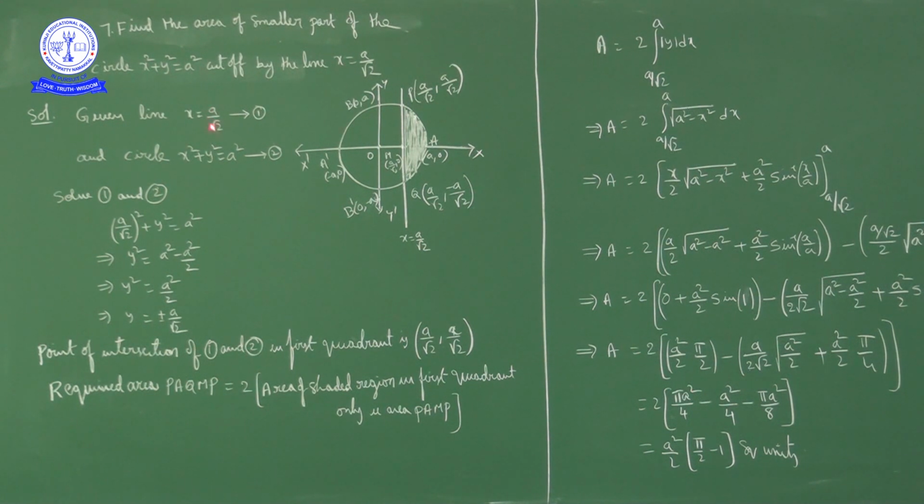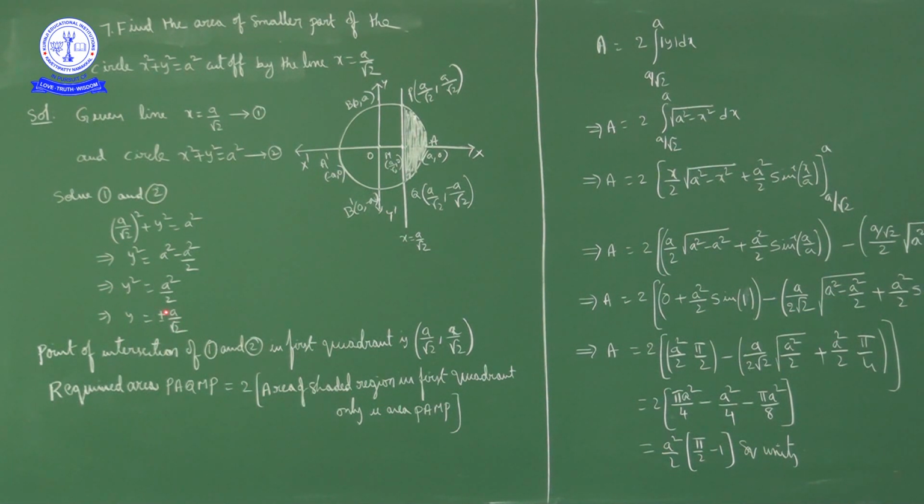Now what is the line? x is equal to a upon root 2 and the circle is x square plus y square is equal to a square. Solving these two, in place of x we will write a upon root 2. So a upon root 2 whole square plus y square is equal to a square. So this is how much? a square by 2 plus y square is equal to a square. Now if you write this term this side, y square is equal to a square minus a square by 2. If you take LCM, LCM is what? 2. So 2a square minus a square by 2. y square is equal to a square by 2. So y is equal to plus or minus a upon square root of 2.